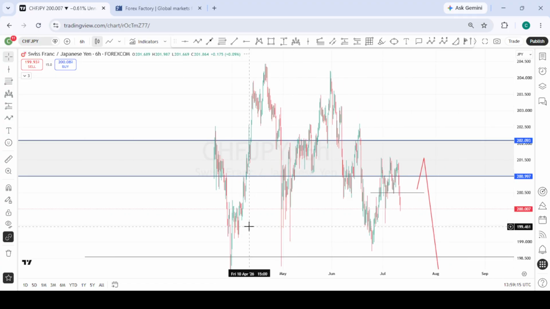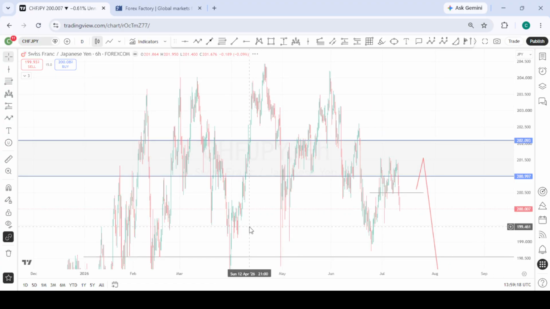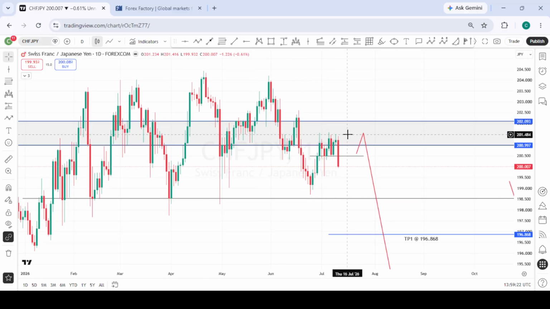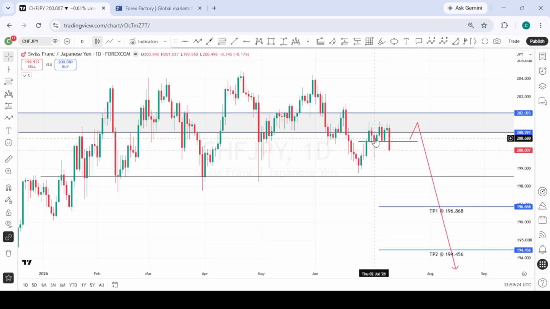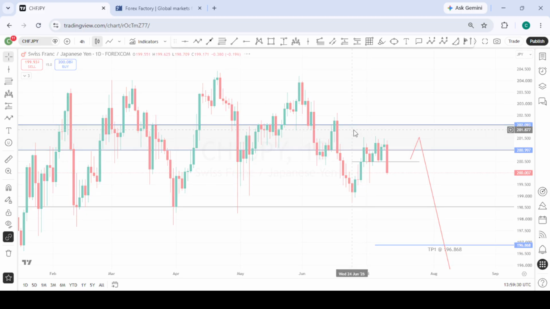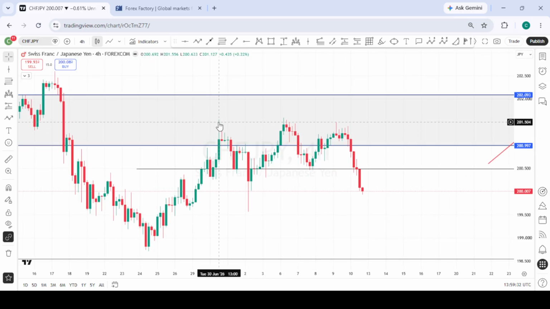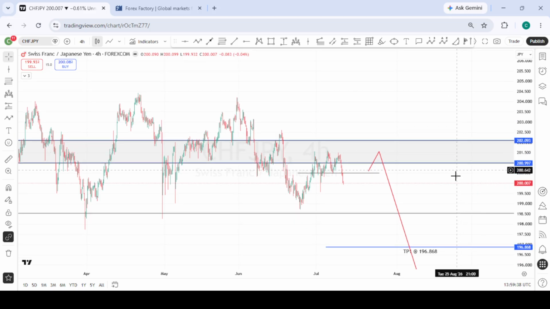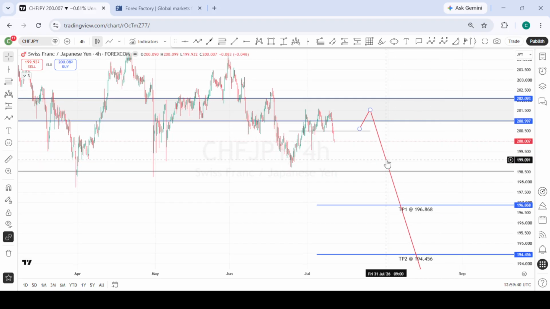This is CHFJPY. For CHFJPY, last week we anticipated that price was going to pull back into this area of interest to give us selling opportunities, and we have a very nice structural shift on a daily time frame, which is also giving us a head and shoulder formation. This is the left shoulder, this is the head, this is the right shoulder. So all we are going to look out for is a possible retest of the neckline of this head and shoulder formation, and we look for selling opportunities to the downside.